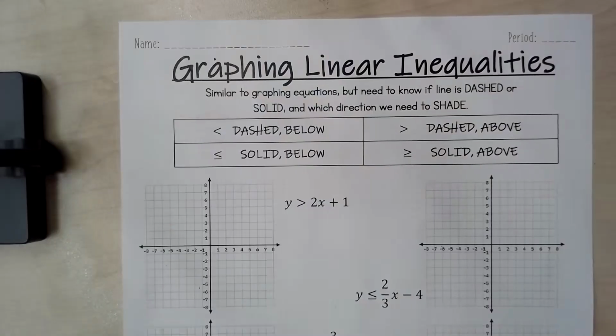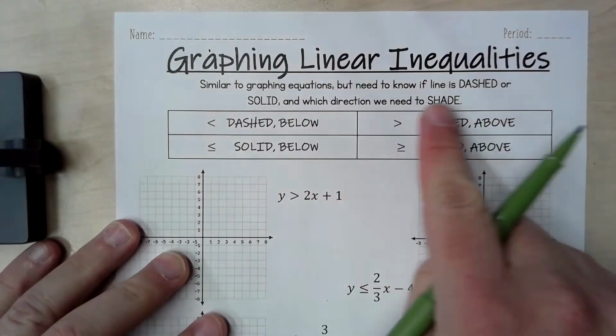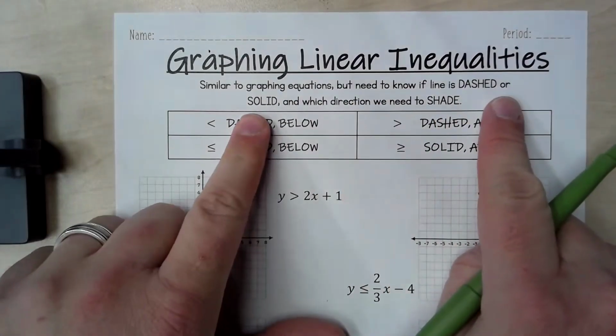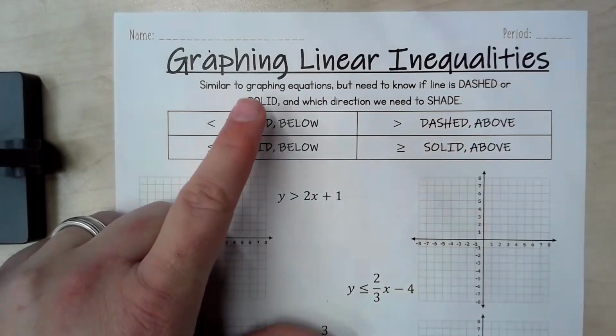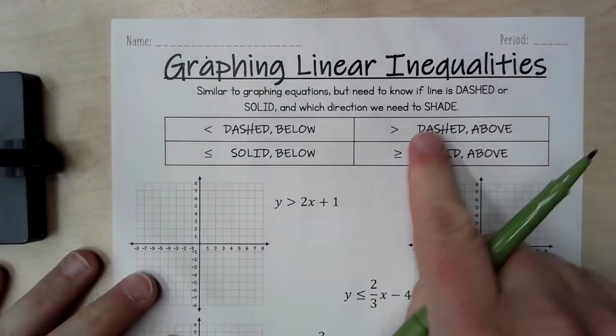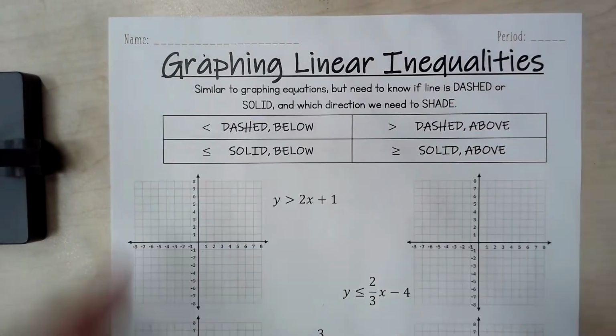All right, today, guys, we're talking about graphing linear inequalities. So it's similar to graphing equations, but we need to know if the line is dashed or solid and which direction we need to shade, right? Because an inequality isn't "equals this number." It's either greater than or equal to, less than or equal to, or less than this number. So there's a range of correct answers. It's not just one right answer. There's lots of right answers, right?